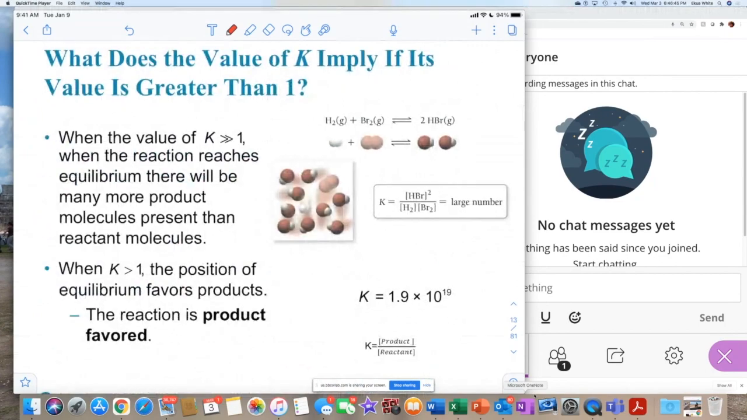Moving on. Oh, the meaning of this. Guess what you need to know? You need to know the implications of the value of equilibrium. The value of equilibrium is communicating something to you.